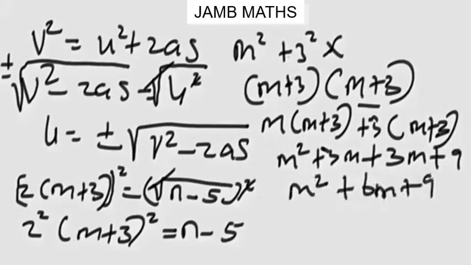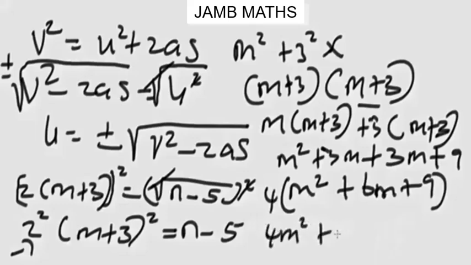Now remember that we have this 2 square here, we have not simplified. So when we add the 2 square here, and 2 square is the same thing as 4, so 4 multiplies everything in this bracket. So when you do that, we're going to have 4m square plus 6 times 4 gives us 24m plus, now 9 times 4 gives us 36. We have plus 36. Now equals, remember we have our n minus 5 here, and we want to make n the subject formula.